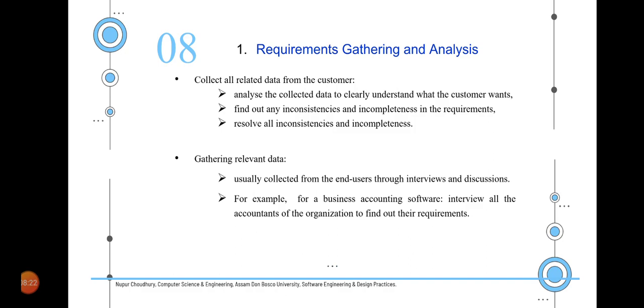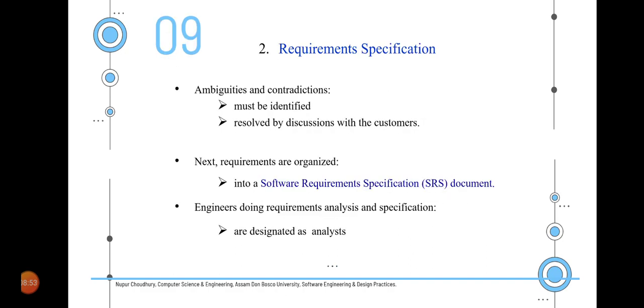Now, how do we gather this relevant data? It can be done by various interviews and discussion sessions with the end users or the customers. For example, for a business accounting software, we have to interview all the accountants of the organization to find out their requirements, because each of the person working in that particular organization will have different roles and responsibilities by which they carry out their activities, and all of them should be present as features in our project or software.